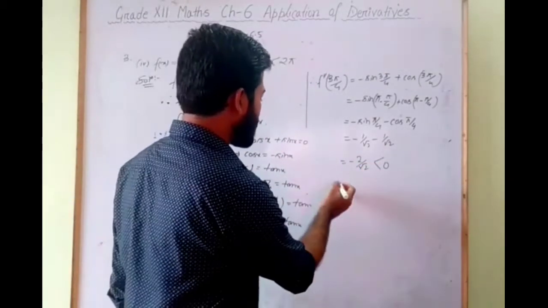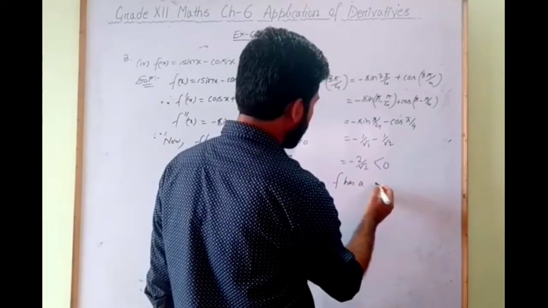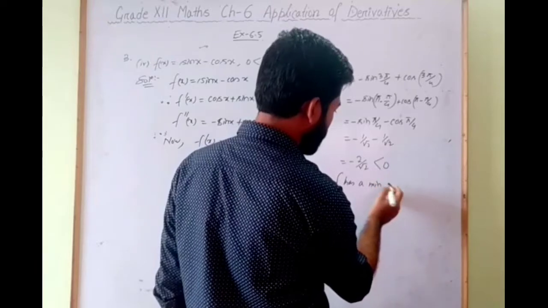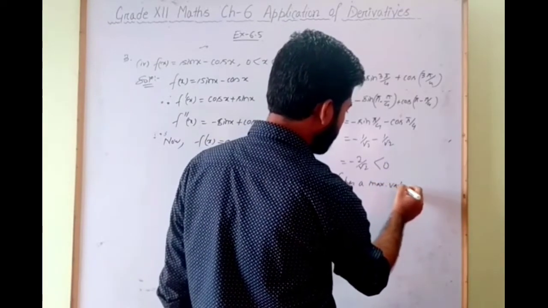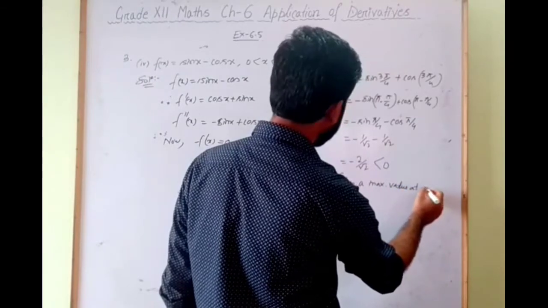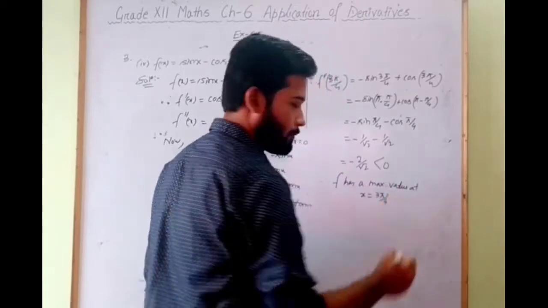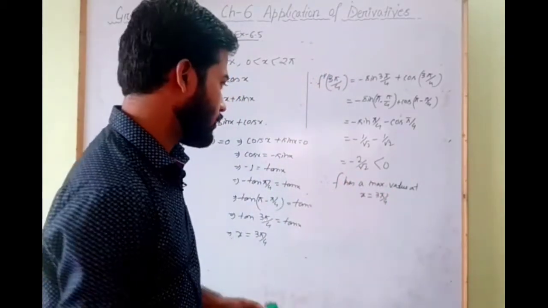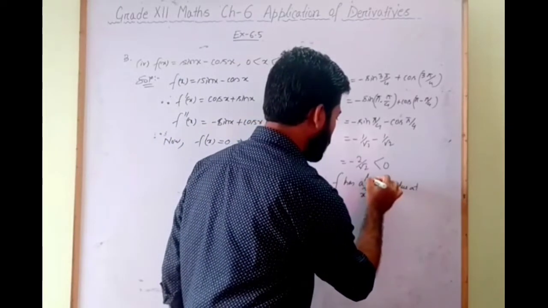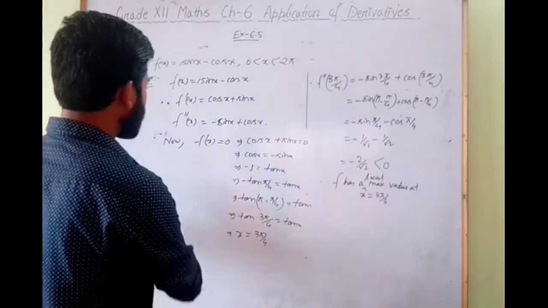Since this value is less than 0, we can say that f has a maximum value at x is equal to 3 pi by 4. So you have got the maximum value at this point. Now what is the maximum value? Or just write f has a local maximum value. So what is the local maximum value here?